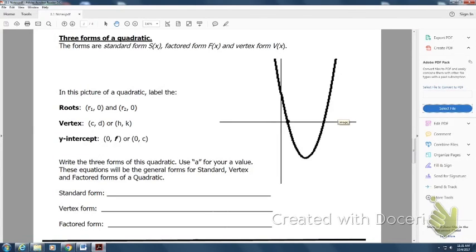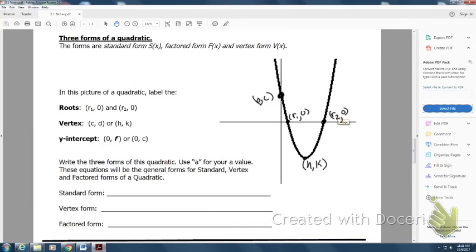So here would be your two roots. Your vertex is going to be (h, k). Those are the letters we're going to use in the vertex formula that we will look at. And then your y-intercept is up here. And then c, that's in the formula. That is going to be the letter that represents it.